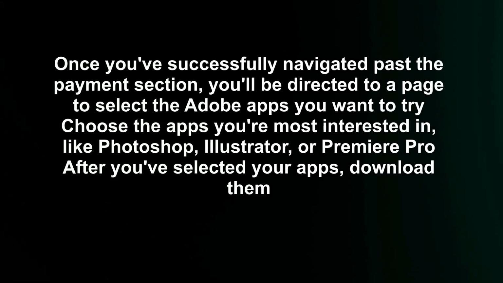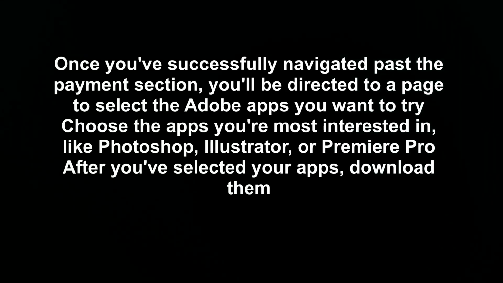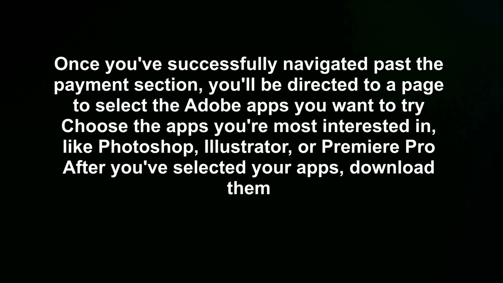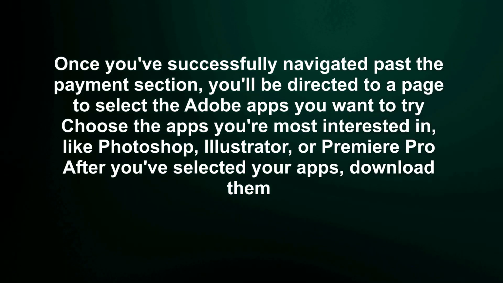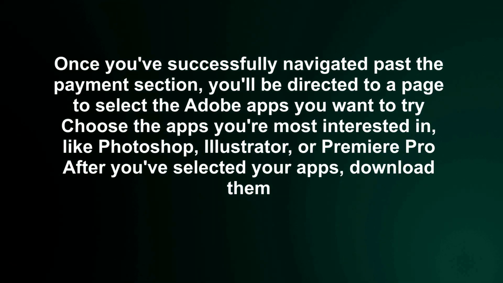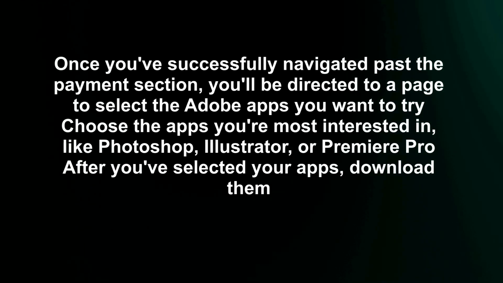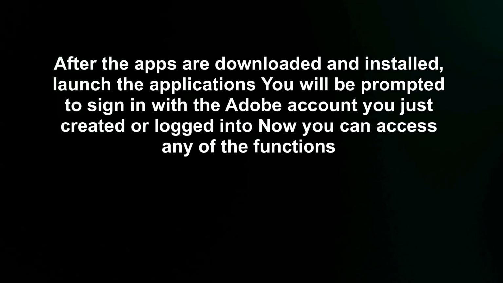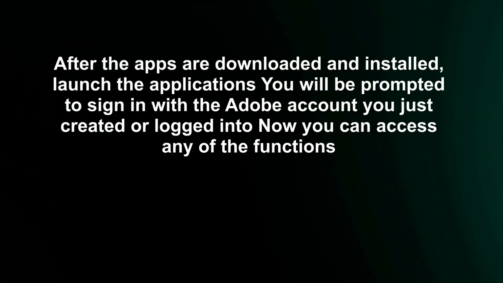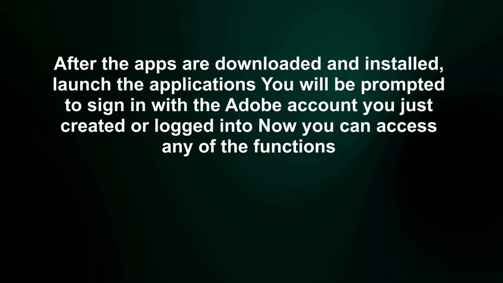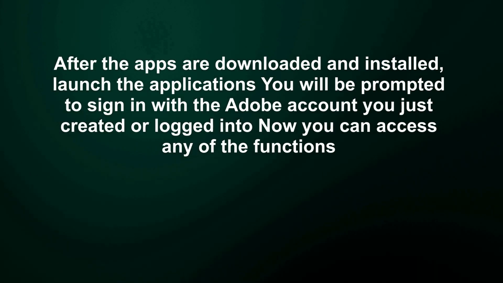Once you've successfully navigated past the payment section, you'll be directed to a page to select the Adobe apps you want to try. Choose the apps you're most interested in, like Photoshop, Illustrator, or Premiere Pro. After you've selected your apps, download them. After the apps are downloaded and installed, launch the applications. You will be prompted to sign in with the Adobe account you just created or logged into. Now you can access any of the functions.